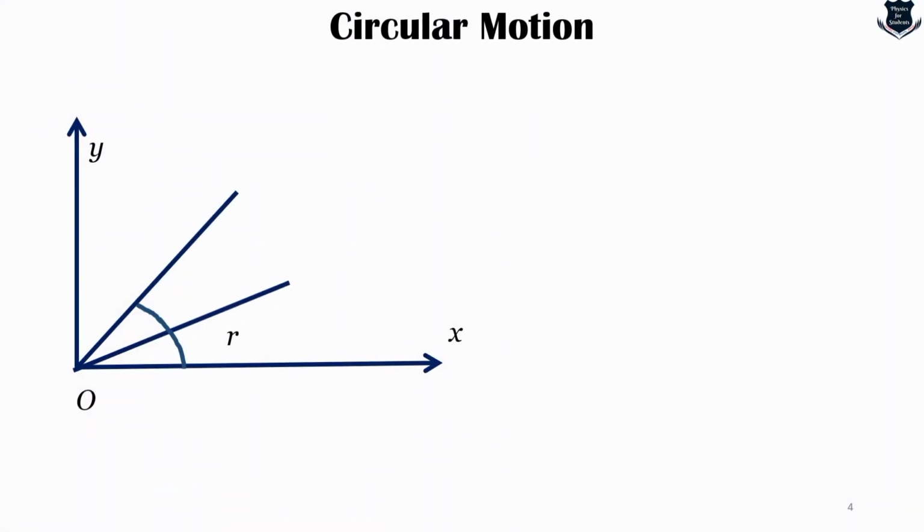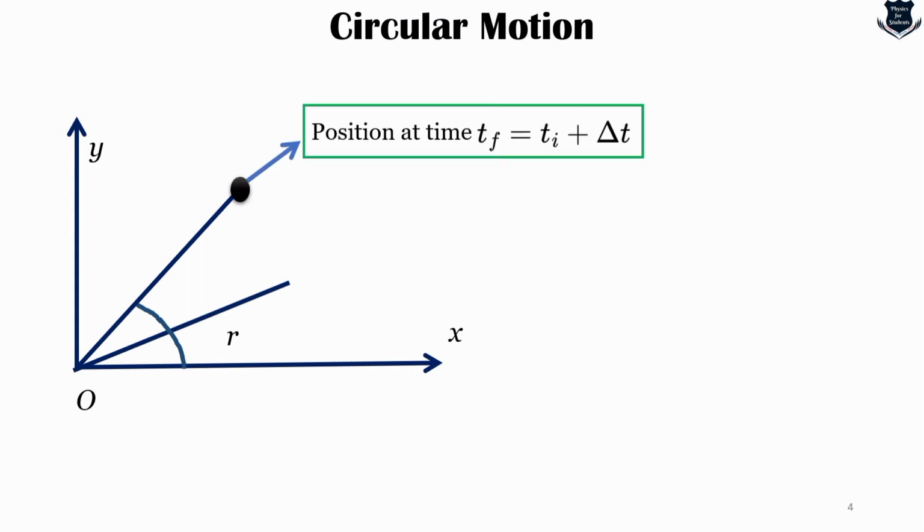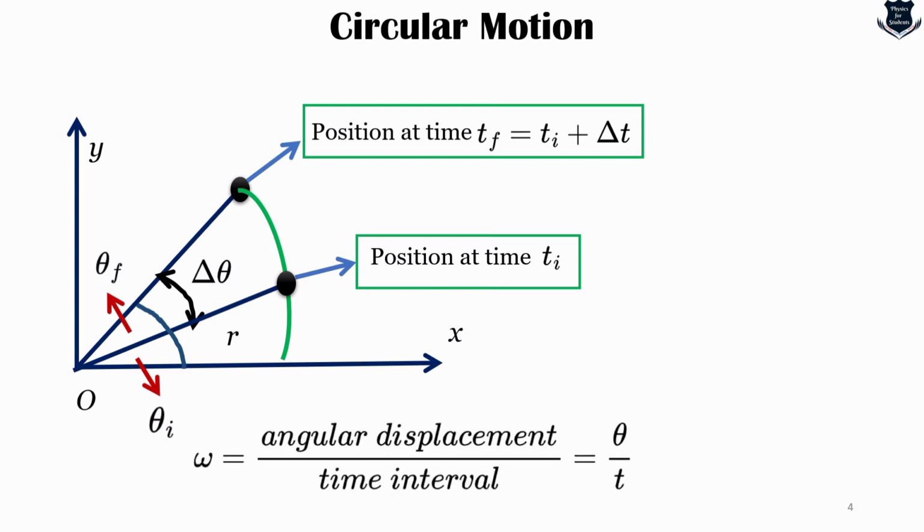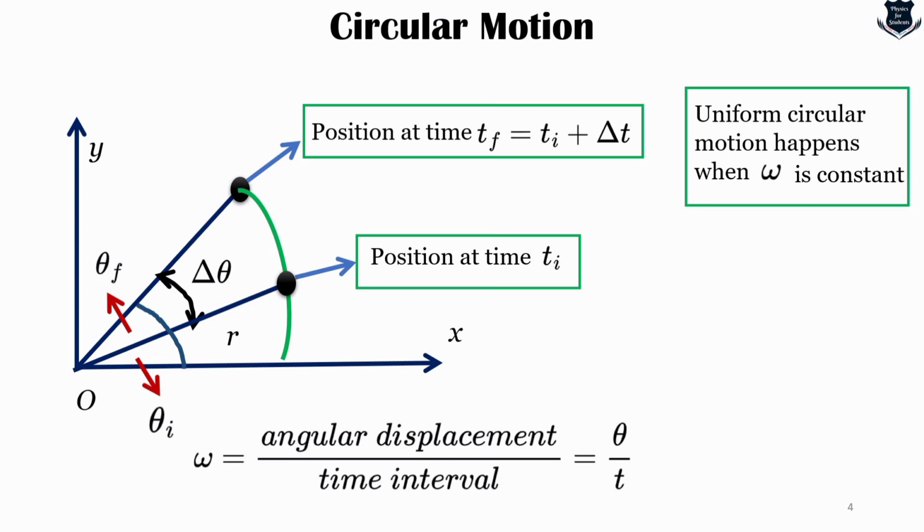We take a similar kind of figure, but here we take the position at time tf, which is equal to ti plus the movement delta t, and here is the green particle moving from this position to this position at time ti. This is the delta theta, that is the displacement, which is theta f minus theta i. So here we find what is called angular velocity, equal to angular displacement upon time interval, which is theta by t. Uniform circular motion happens when omega is constant.